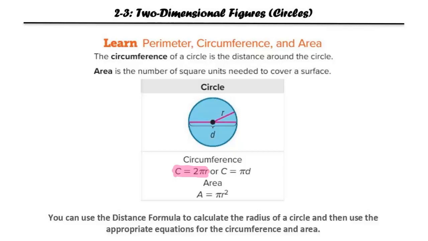And then we have a formula for area. It is pi r squared. 2 pi r for circumference and pi r squared for the area. You can use the distance formula to calculate the radius of a circle and then use the appropriate equations for the circumference and the area.